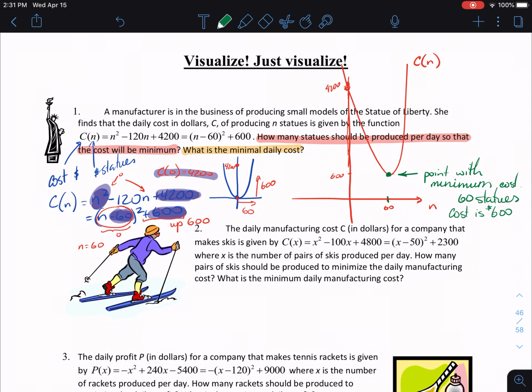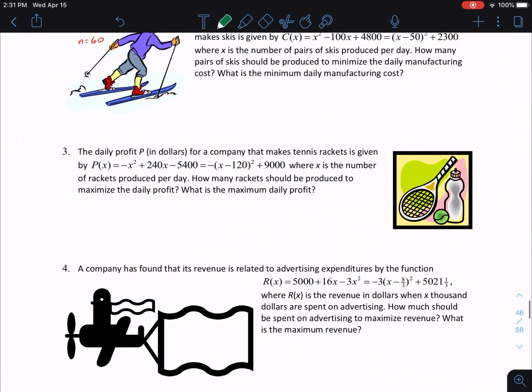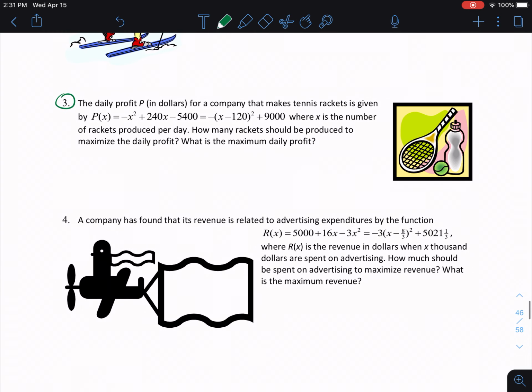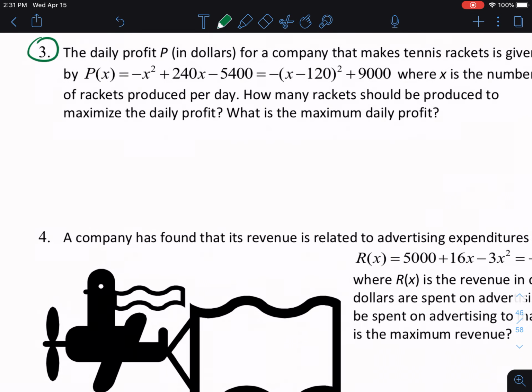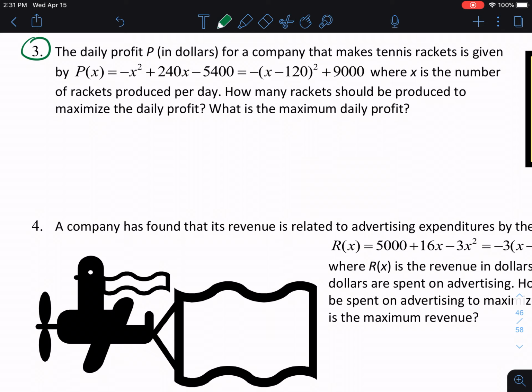All right, so we did question 1, and then we're also going to do question 3 together, and then questions 2 and 4 I will leave for you to play with, and if you have any questions, let me know. So the daily profit, P in dollars, for a company that makes tennis rackets is given as P of X equals negative X squared plus 240X minus 5,400, or also negative (X minus 120) all squared plus 9,000. Where X is the number of rackets produced each day.